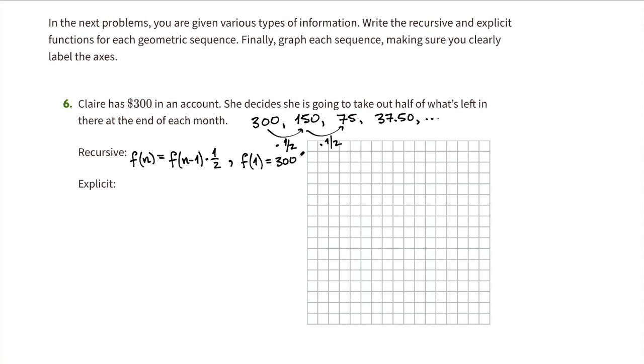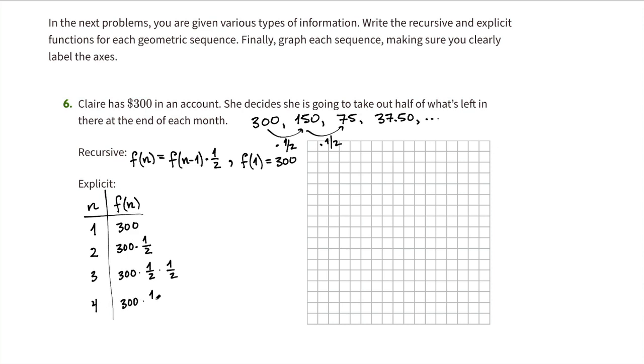Now, to find the explicit equation, we will look at a table of values and write it out using our pattern. So the first term was 300. The second one was half of that, or 300 times 1/2. The third term was that previous one, 300 times a half, and then half of that, so times 1/2. And the fourth one is that previous term, and then times 1/2.